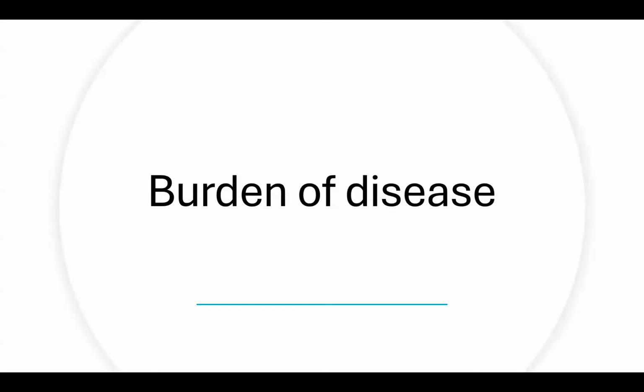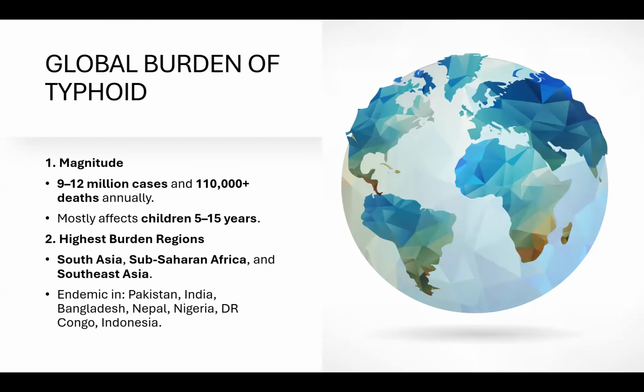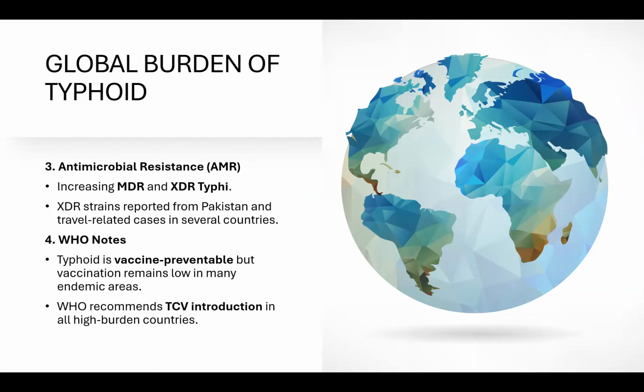Burden of disease. The global burden of typhoid. It is hypothesized that 9 to 12 million cases, and as I explained, more than 100,000 deaths are reported annually, mostly affecting children of 5 to 15 years. Highest burden is in countries of South Asia and Sub-Saharan Africa, particularly Pakistan, India, Bangladesh, Nepal, as I explained.